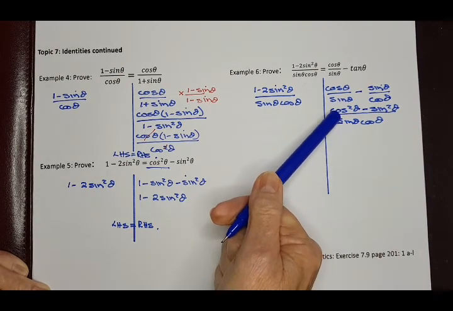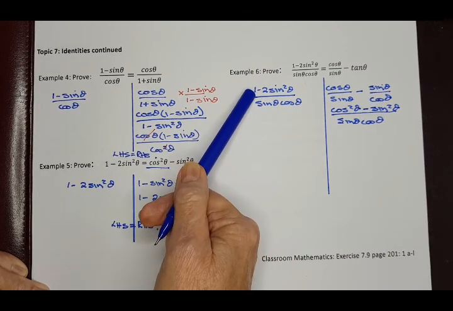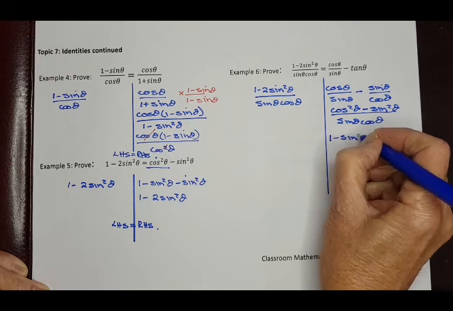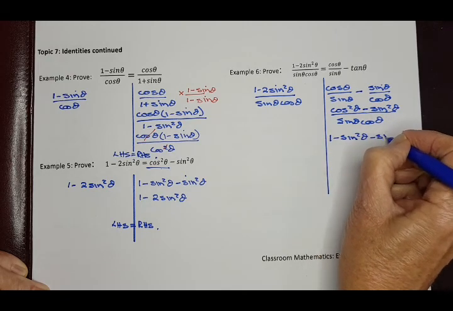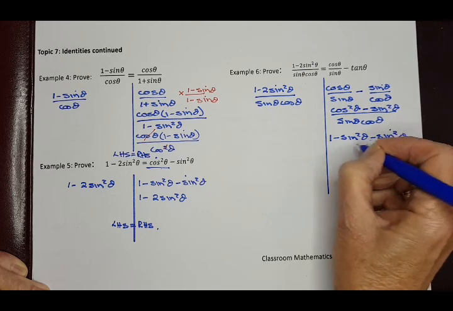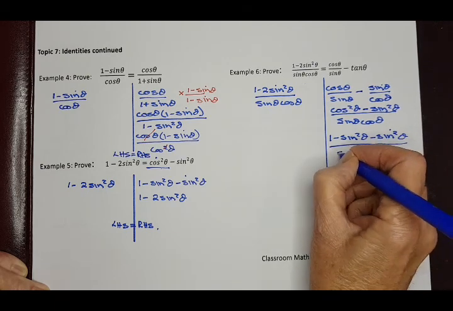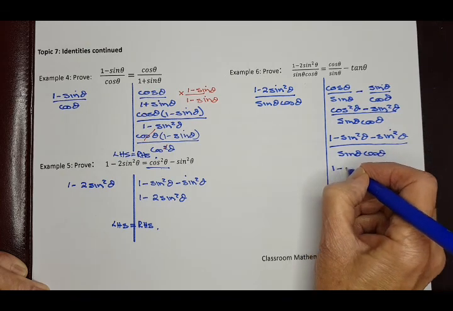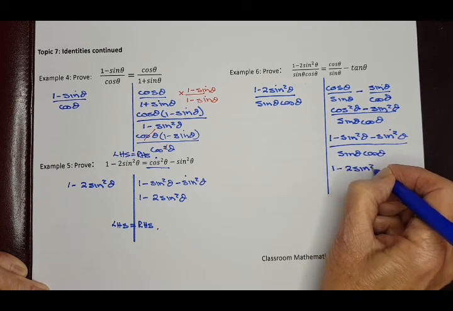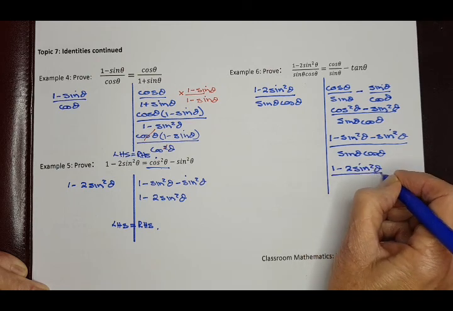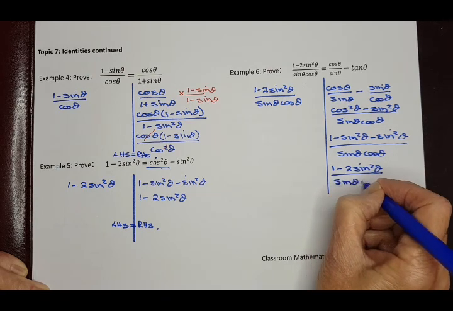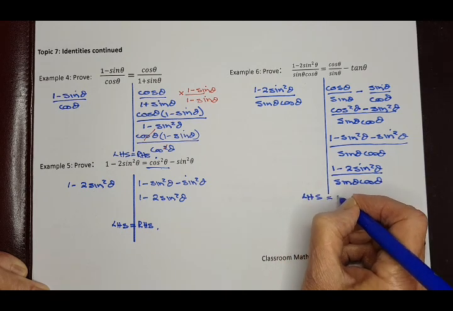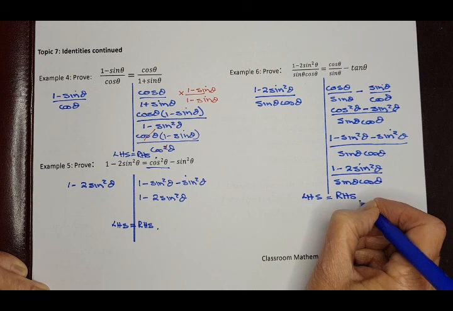I have a cos squared here, whereas I don't have a cos squared on the left-hand side. So I'm going to replace that cos squared with a 1 minus sine squared. And my numerator is 1 minus 2 sine squared theta all over sine theta cos theta. My left-hand side is equal to my right-hand side.